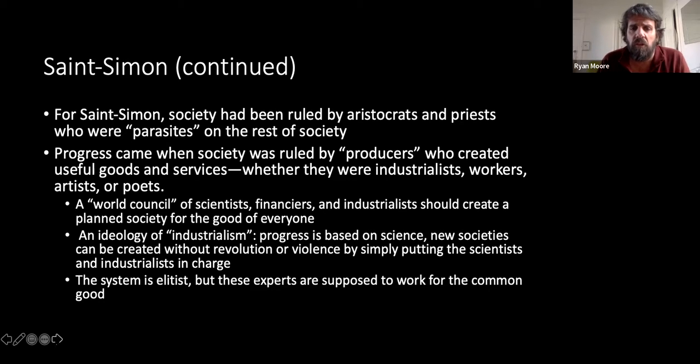So it's an ideology of industrialism, the idea that progress is based on science, that new societies can be created without revolution or without violence, just by putting the scientists and the industrialists in charge. If we just put Elon Musk and Dr. Fauci together, then they would create a better world for the benefit of everybody. That's the underlying assumption here.